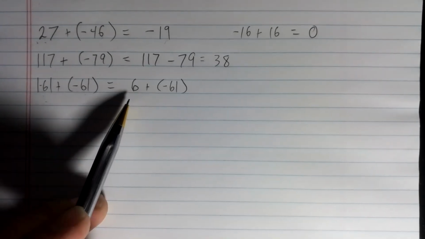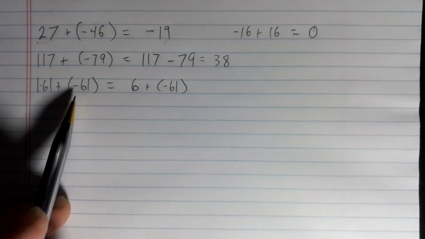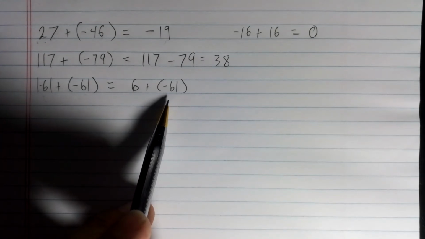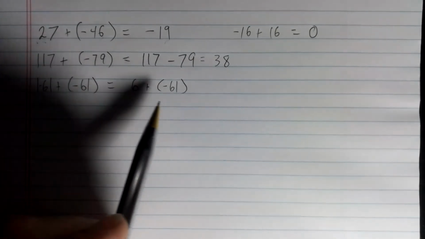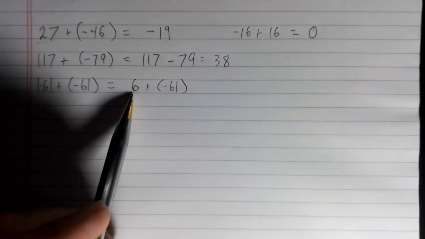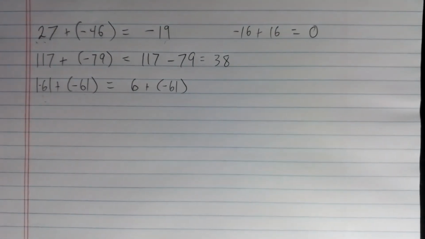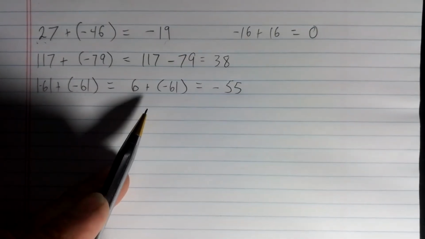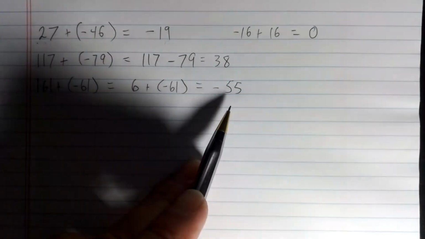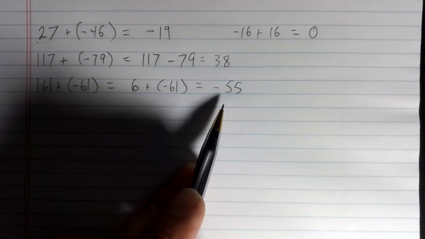It becomes a 6, and my negative 61 just stays the same. Again, here I have a negative number that is much bigger than a positive number, so I know my answer is going to be negative. And now I only need to take their difference, and I end up with a negative 55.